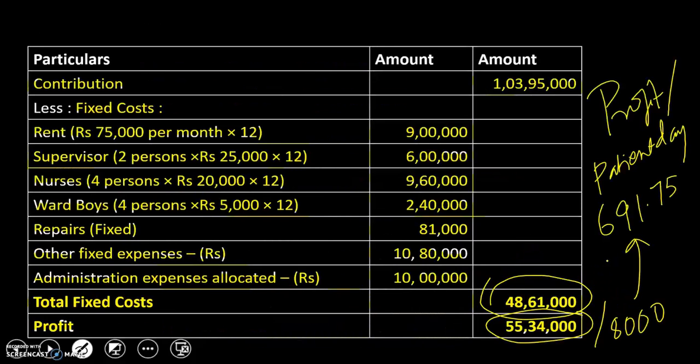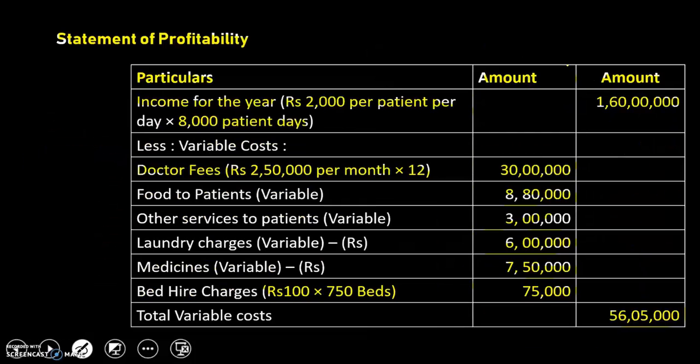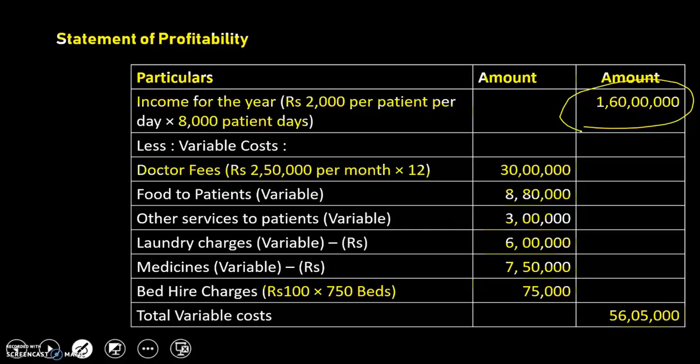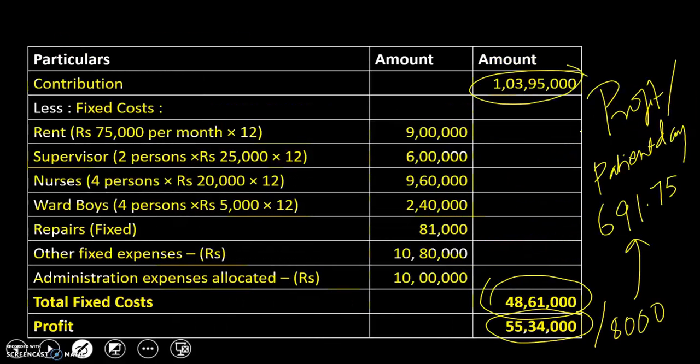And what is your PV ratio? Let's link the PV ratio. Contribution is 1 crore 3,95,000. Divide that from turnover of 1 crore 60 lakh. So I am dividing that. So when I do that, let's see what I am going to get. Let me repeat. I just missed it. 1,03,95,000. I am using my calculator now. Divided by 1,60,00,000. So what I am getting is 0.6496. That is the PV ratio.